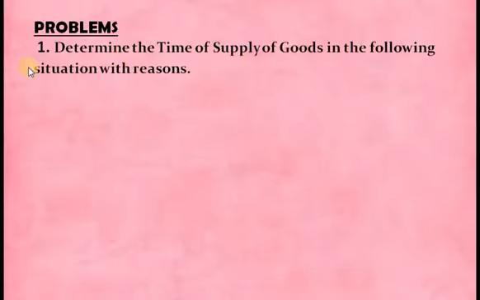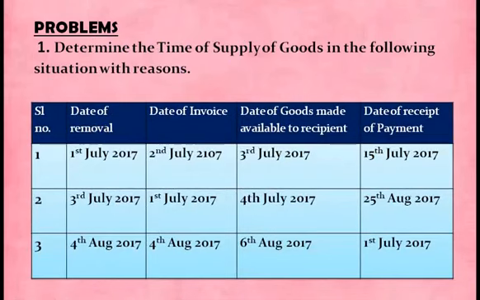Determine the time of supply of goods in the following situations with reasons. So here is the problem. Three cases have been given. The information is related to the date of removal, date of invoice, date of goods made available to the recipient, and date of receipt of payment. All these four pieces of information have been given. Out of these four, which is the exact time of supply, or which date is considered as the time of supply, in each case we need to find out.